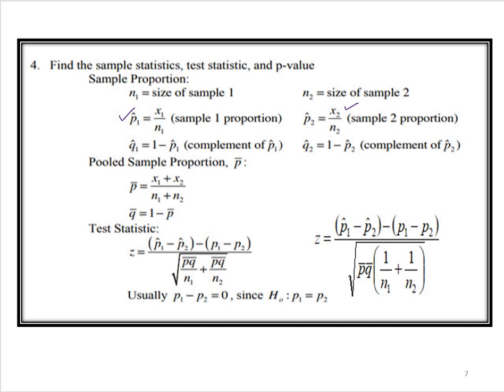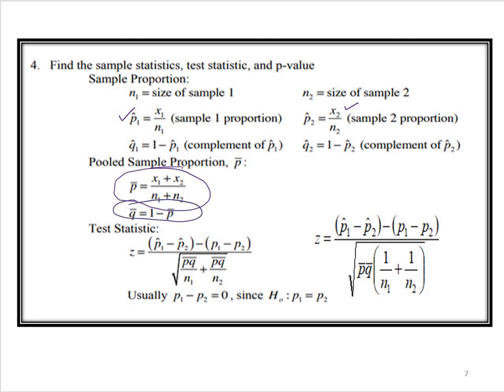Then we get a pooled sample, and if you get a pooled sample, we want to find the probability of the pooled sample. The probability of the pooled sample is denoted by P bar and is given by x1 plus x2 divided by n1 plus n2. For the pooled data, we add the number of successes and add the total number of trials. And we can find the Q bar as 1 minus P bar.